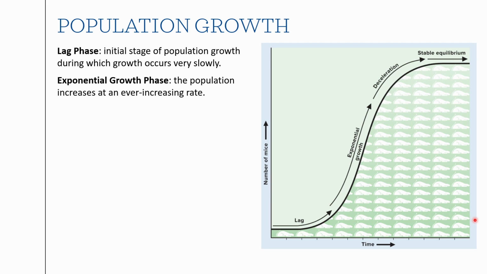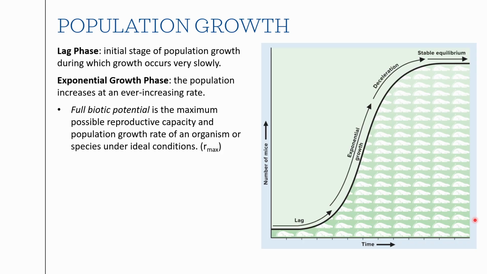And this is known as the exponential growth phase, where the population is growing at an ever increasing rate. And this is where we have reached the full biotic potential. The full biotic potential is the maximum reproductive capacity of the population. Sometimes we refer to this as R sub max, right?